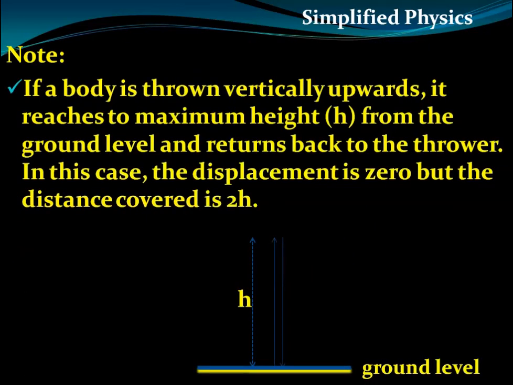One more point, if a body is thrown vertically upward, what is the case? An object is thrown from the position A vertically upward, and after a while it reaches the maximum point and returns back to the thrower, what will be the displacement? In this case the displacement will be 0, as initial position and final position are the same, but distance covered is 2 times the maximum height covered by the object.